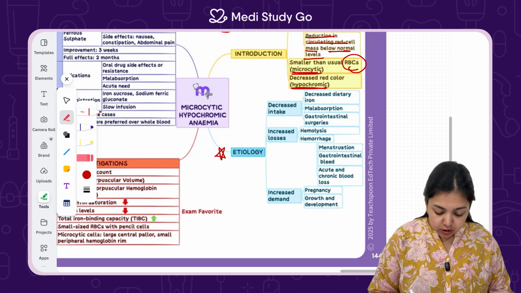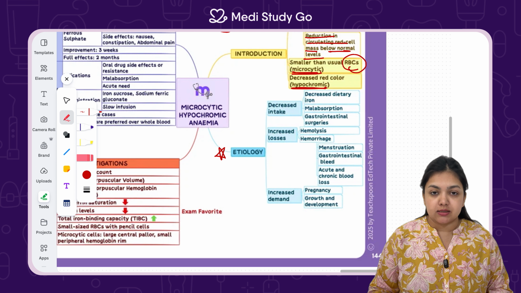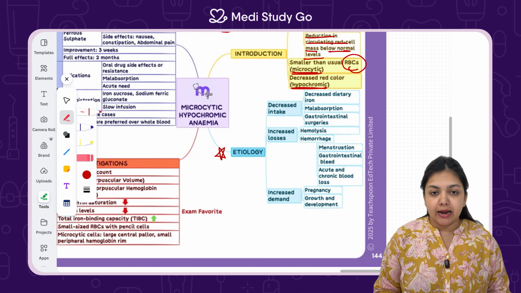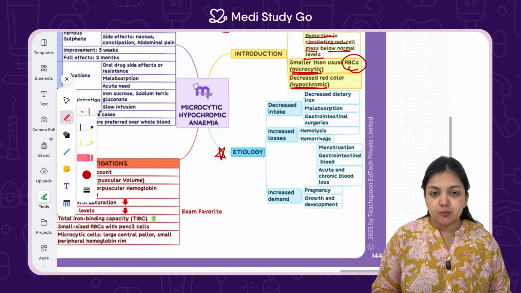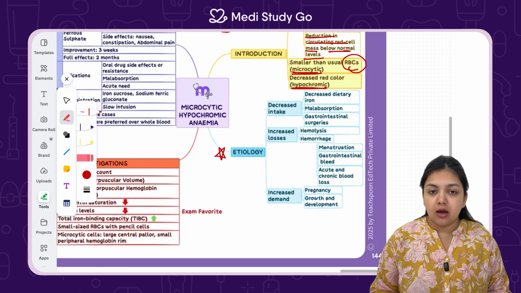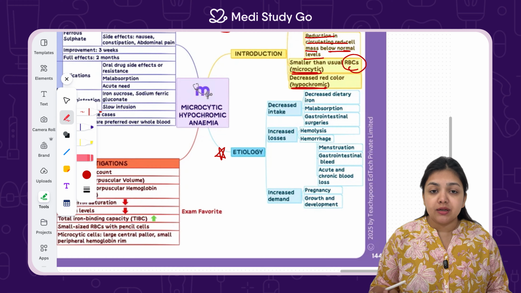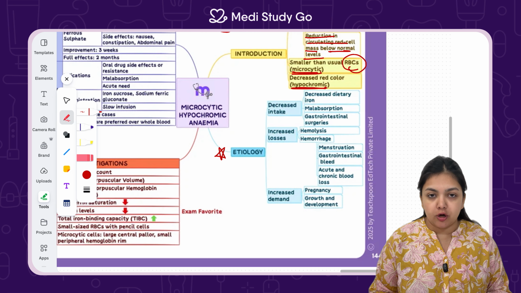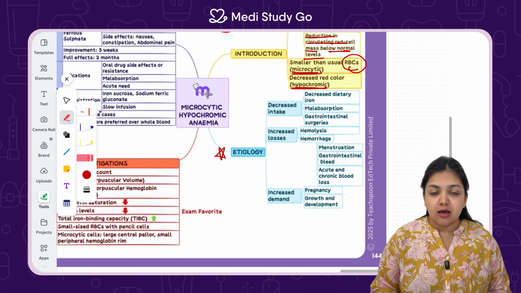What can be the etiologic agents which lead to this disease? There can be three main categories which lead to a derangement in the iron, hemoglobin, or the RBC. Either there can be a decreased intake via the diet, or there can be an increased loss or excretion. Thirdly, there can be an increased demand by the body. So these three categories are where etiologic agents lie for this anemia.